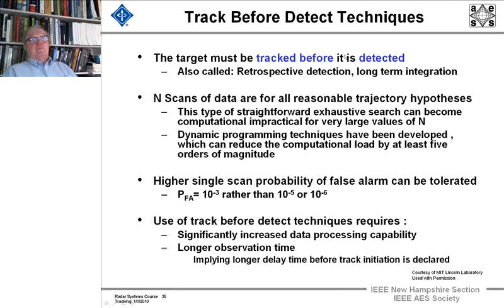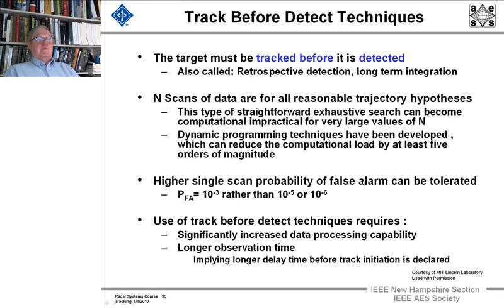The target must be tracked before it is detected. And this is also called retrospective detection, long-term integration. N scans of data, a number of scans, for all reasonable trajectory hypotheses are examined. And this is a straightforward but very exhaustive search that can become computationally impractical for very, very large values of N. And dynamic programming techniques have been developed which can reduce the computational load by at least five orders of magnitude. And when I say reducing it five orders of magnitude is helpful, that'll let you know that this would be going up with a very high power within.